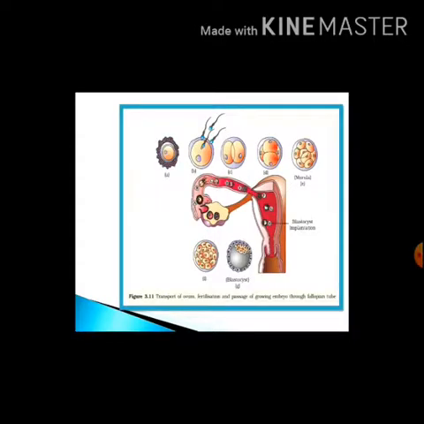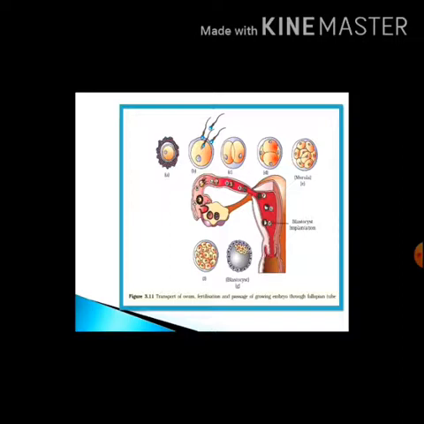The zygote divides rapidly by mitotic division. This process is called cleavage. Thereby, 2, 4, 8 or 16 daughter cells are produced, which are termed blastomeres. An embryo with 8 to 16 blastomeres is called a morula.